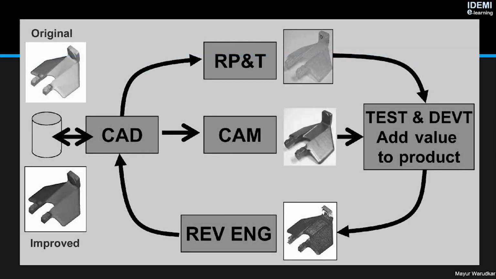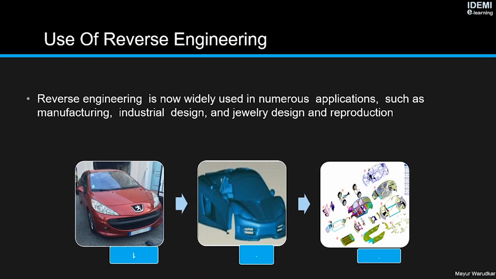Reverse engineering is also defined as the process of obtaining a geometric CAD model from 3D points acquired by scanning existing products. Reverse engineering is now widely used in numerous applications, such as manufacturing, industrial design, and jewelry design and reproduction. For example, when a new car is launched on the market, competing manufacturers may buy one and disassemble it to learn how it was built and how it works.